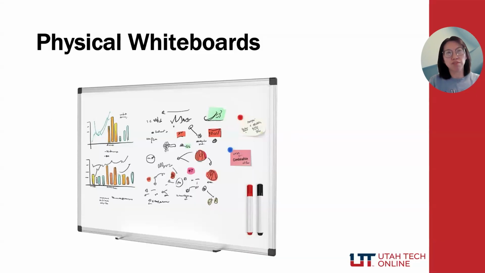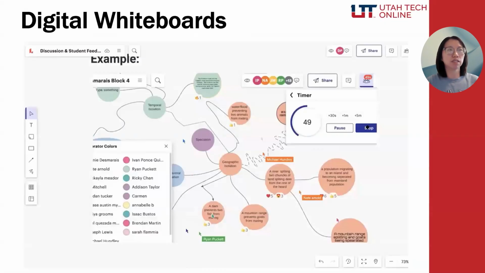We are familiar with physical whiteboards, right? We use them in the classroom and in meetings to explain ideas, brainstorm, organize information, and facilitate discussions. And the digital whiteboard does the same thing, but with more flexibility. So this is an example of a digital whiteboard.